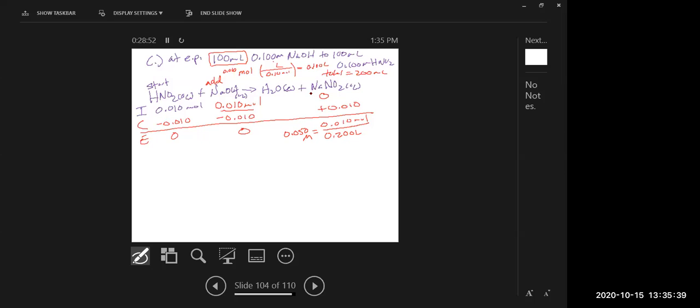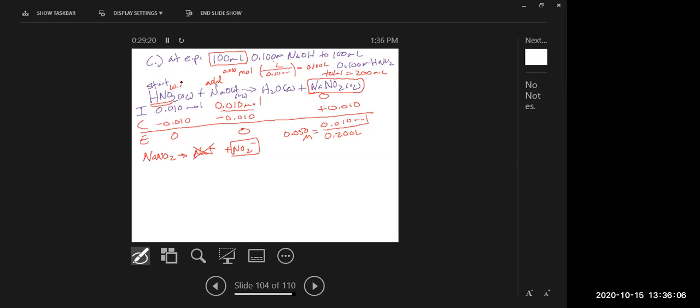All right, at this point, again, we could use our ICE table to help us understand what is going on. And we are left with a salt. And this salt here, we need to decide, will it do anything? It is sodium and nitrite. Sodium, again, will not. Nitrite will, because it, again, comes from a weak acid.